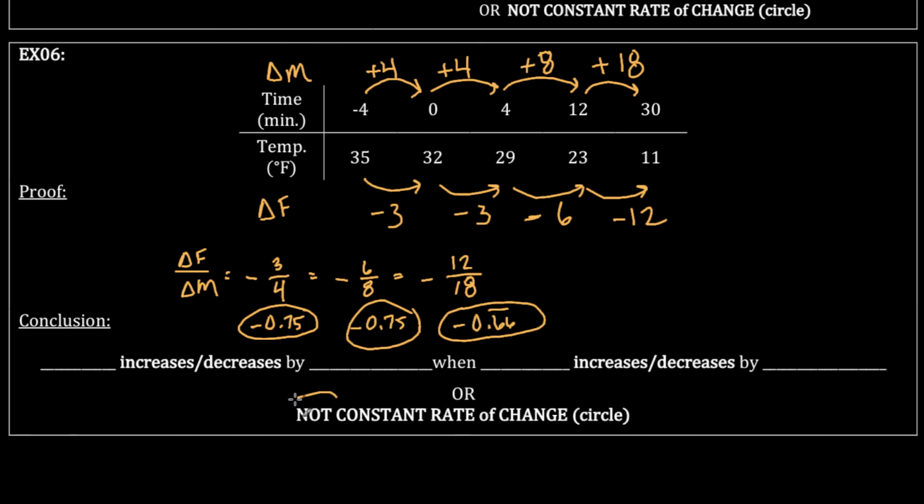So for these, you just have to show that. You have to put an X to show which one doesn't really match up with the rest, or put an X on multiple ones that aren't the same, and then circle not constant rate of change. So we can't say it equals anything because they're not all the same. Here would be better if I went across, or slash. Thank you.